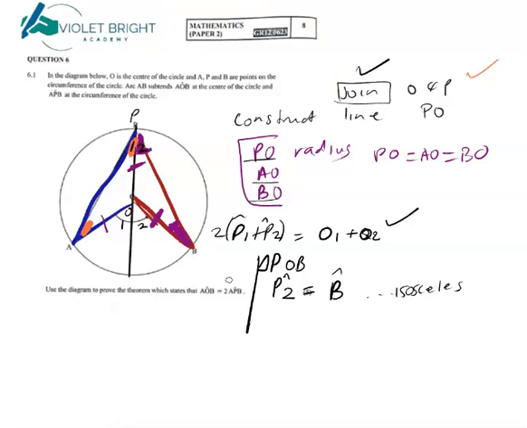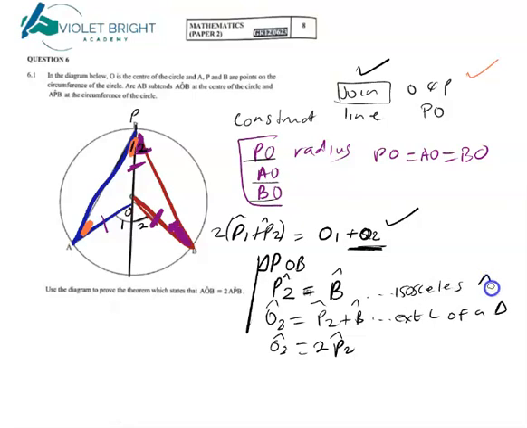Now, since we are looking for this exterior angle, let's also do it here. The exterior angle is equal to the sum of the two opposite interior angles. So you know that O2 must be equal to P2 plus B, because it's the exterior angle of a triangle. So basically here we can say that O2 is twice P2, because it's an isosceles triangle.